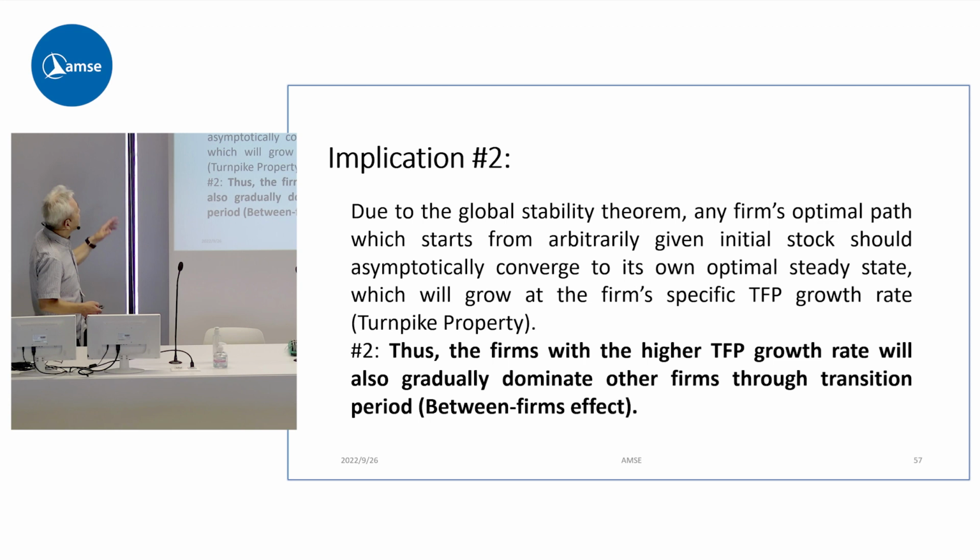And the second implication is this one. The firm with the highest TFP growth rate will also have the highest growth rate, and that firm's labor share would be lower than any other firms. Okay? So if the higher TFP growth firm will be dominating, then the labor share of that industry is going down, something like that.